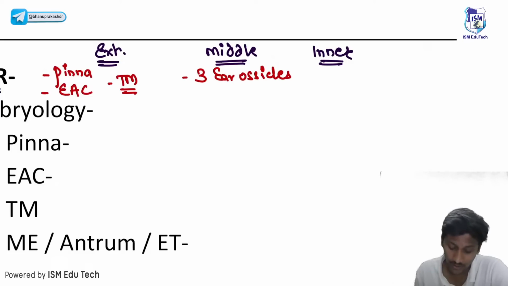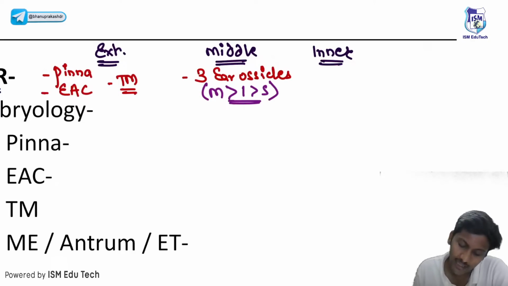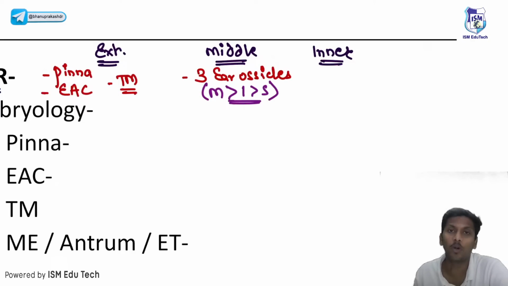The 3 ear ossicles are of different sizes. Malleus is the largest. It is the first one. Then medium is the incus, and the smallest one is the stapes. Important is, stapes is the smallest bone of the body as well.